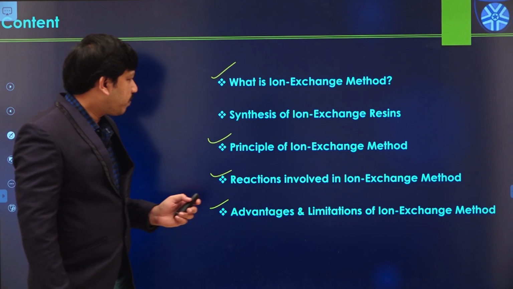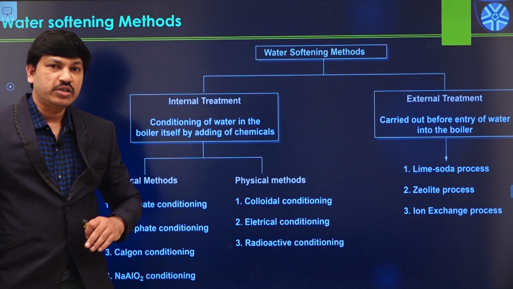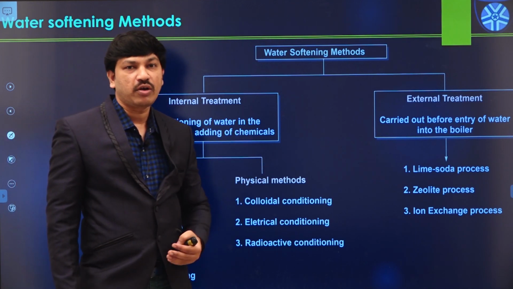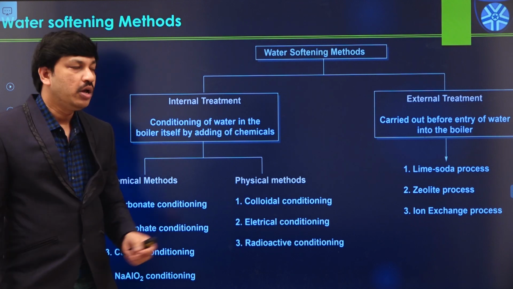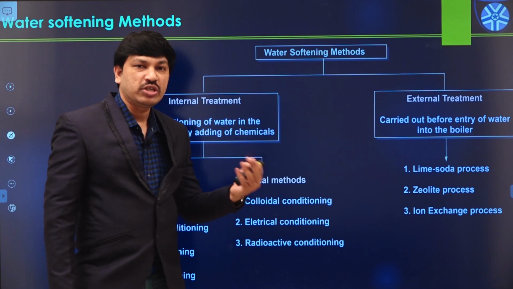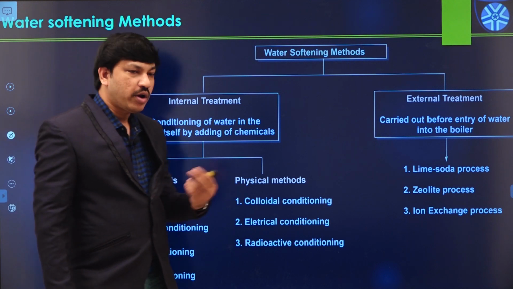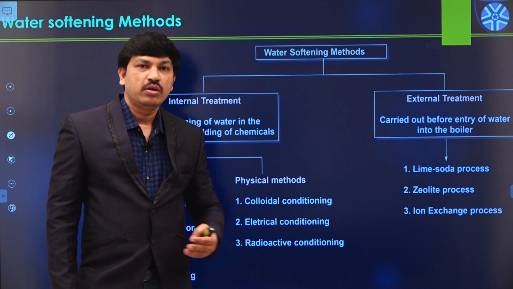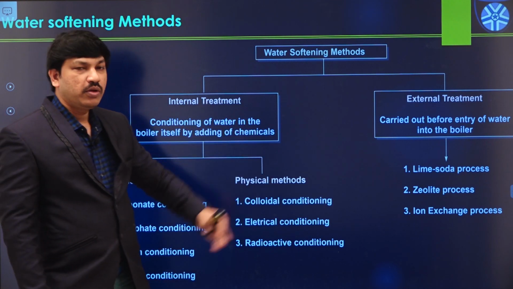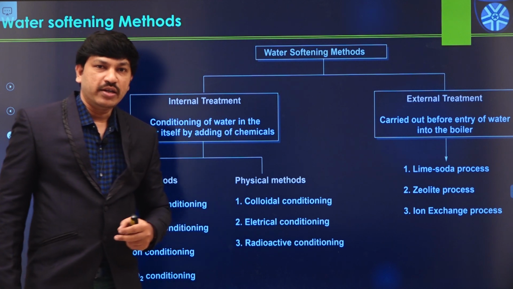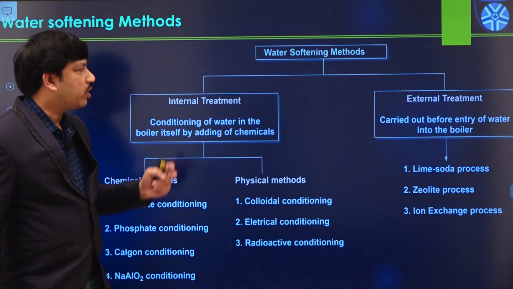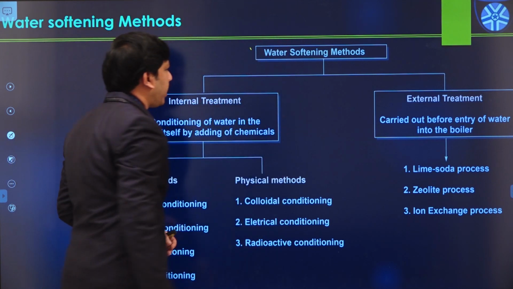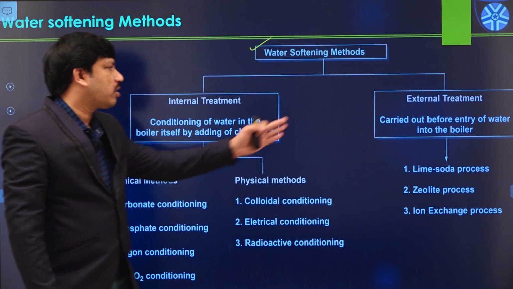Okay, so generally, as I said in the earlier sessions, most of the industries need soft water. We have only a limited amount of surface water or soft water, but industries require a huge amount of soft water. So what we have to do is convert the impure water or surface water into soft water in order to fulfill the water demand of the various industries. There are many water softening methods available, and we can classify them into two different types: internal treatment methods and external treatment methods.